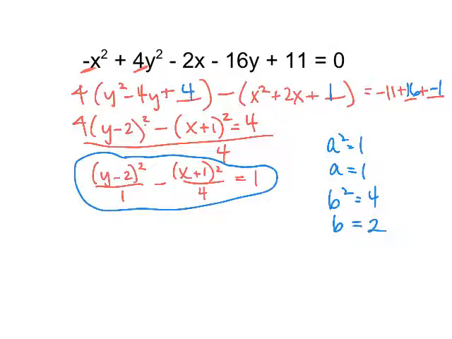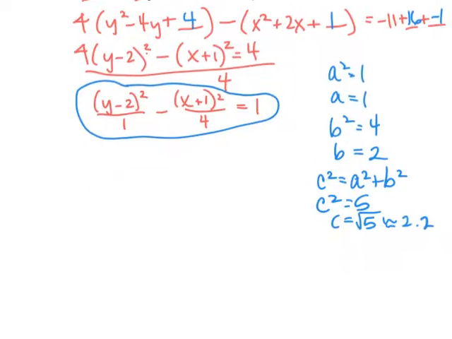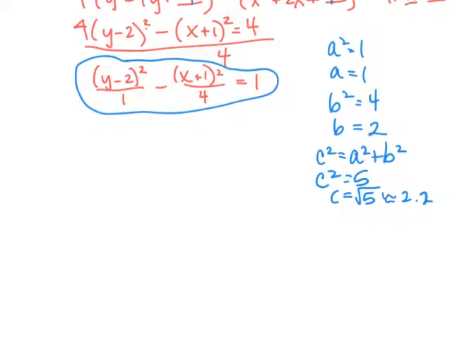So let's just calculate c real quick. c squared equals a squared plus b squared. So it means c squared equals 5, and c is the square root of 5, which is approximately 2.2. Okay, now that we have that information, we can draw ourselves a graph. So let's give us a little space, and we'll go ahead and draw a coordinate plane here.